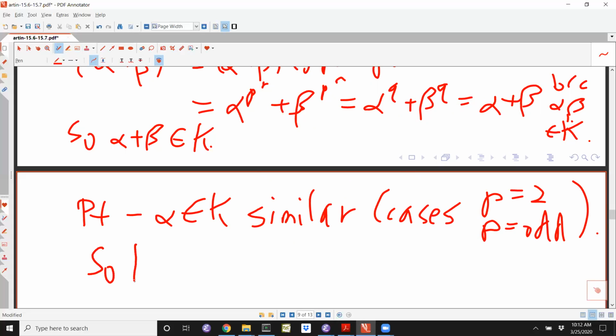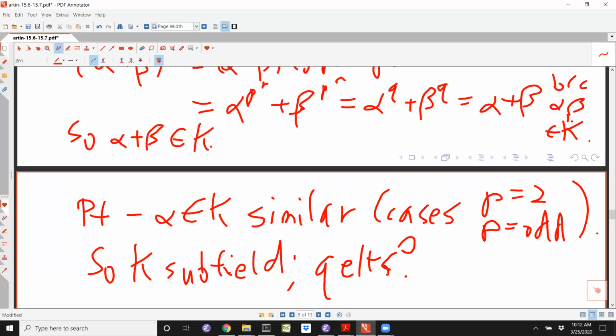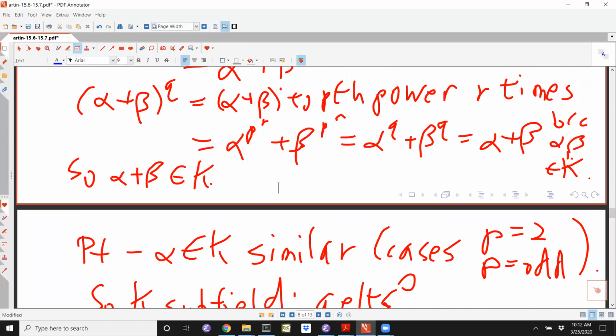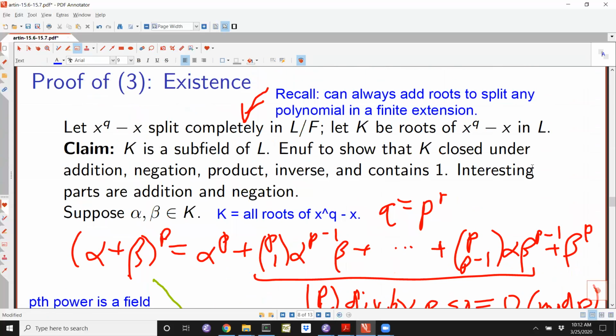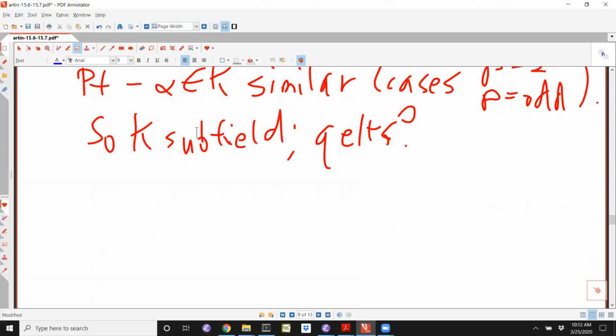So K is a subfield of L. Are there q elements in it? And actually, let me switch to typing here because I think it'll be a little bit faster. So now the question is, remember, K is the set of roots of this polynomial x to the q minus x.